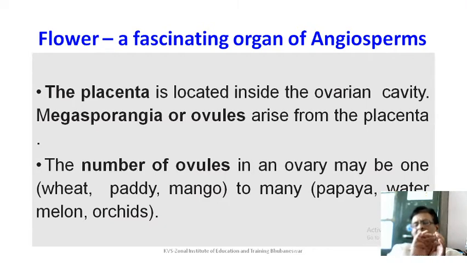But in the case of papaya, pomegranate, watermelon, there are numerous seeds. That is, it had lots of ovules inside it.